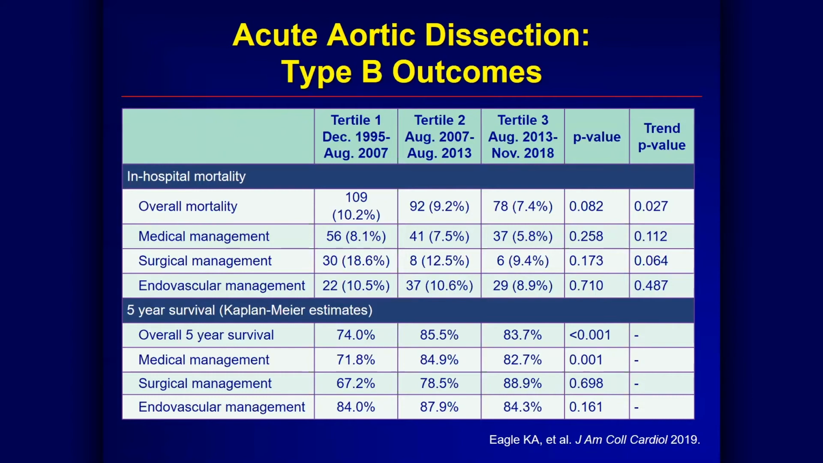If you go down to the bottom of this slide and look at the 5-year survival, it looks like over the past 2 tertiles, the survival got better with type B dissection. And this has been true, especially for those managed medically and the smaller number of patients getting surgery. And I think endovascular therapy has had a big impact in this area. Let's go to the next slide.